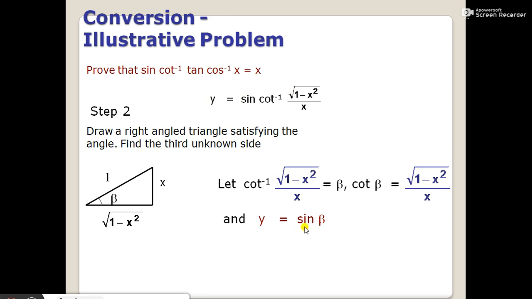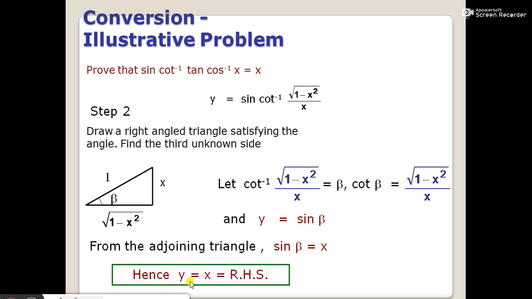Is it clear? And now from this triangle we require the value of sine beta. Sine beta is perpendicular upon hypotenuse, that means x by 1, that means sine beta is equal to x. Substitute the value of sine beta here, you will get y is equal to x. That means right hand side is equal to left hand side, hence the result.